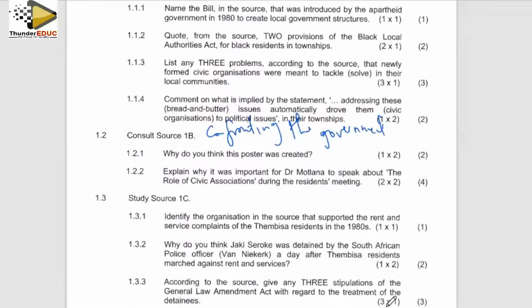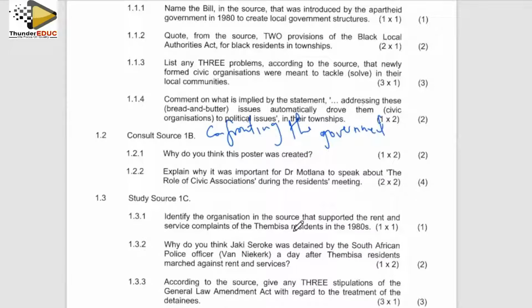If we come to our question, we want Dr. Motlana to speak about the role of civic association during the residents' meeting. The first thing there basically is to make black people aware of the role of civics. He must explain the role that is supposed to be played by the civic association. People need to know, because some people would just be exposed to the idea of the civic association for the first time. They don't know what kind of an association it is, how it is going to help them, or why it was created, what's the rationale for having that association. So there is need to conscientize black people of the role of civics.